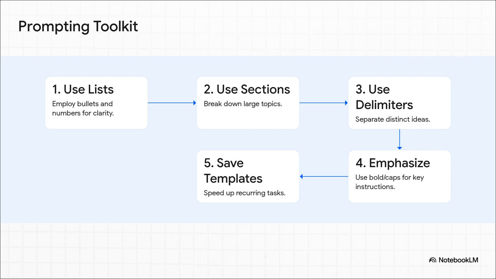So, let's put it all together. Your new toolkit gives you absolutely everything you need. You've got lists and sections for structure and clarity, you've got delimiters and emphasis for precision and control, and you've got templates to make it all incredibly efficient. You are now officially ready to write way, way better prompts.